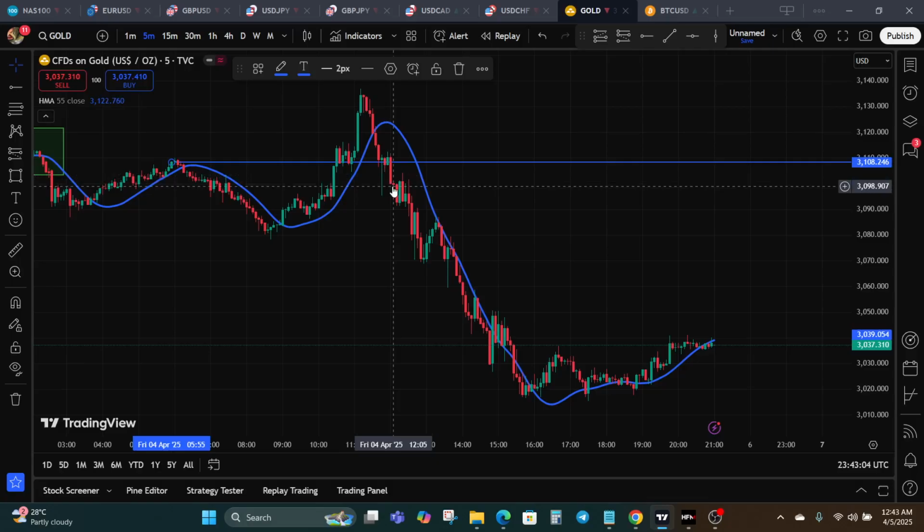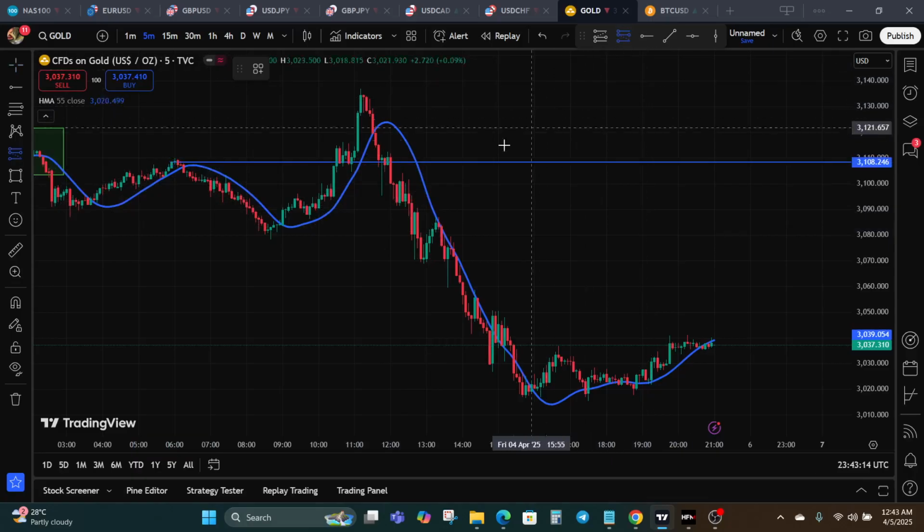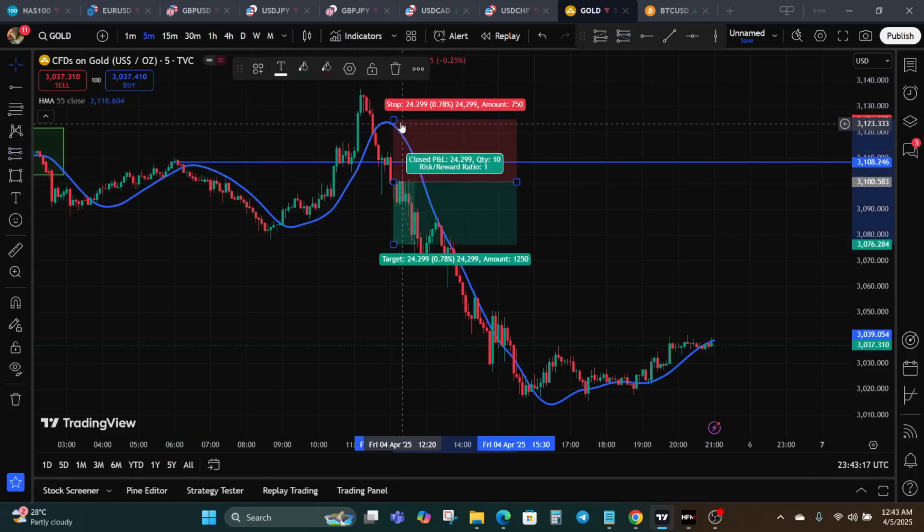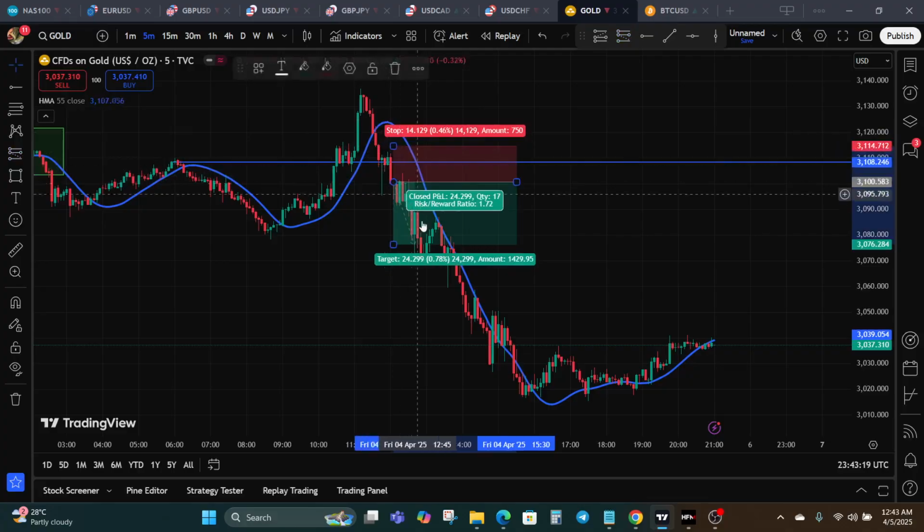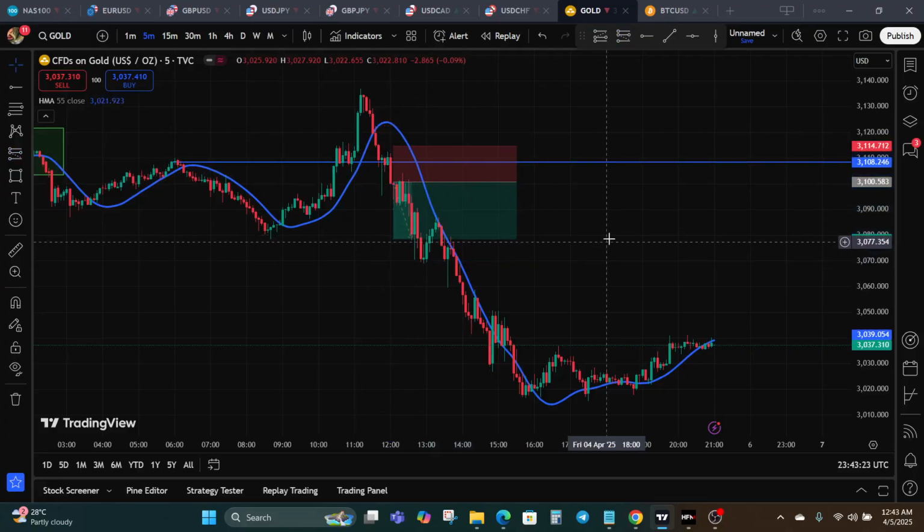Once you get a confirmation candlestick, you can enter when the price continues going down in the direction of the trend, still below the HMA. That is for a sell. So you can enter your sell trade. You can set your stop loss above the recent high. The take profit can actually be around key support zones. That is for a sell.